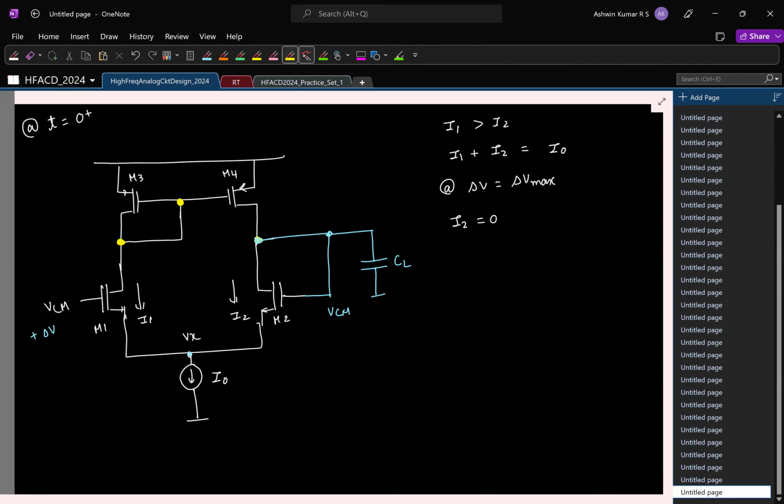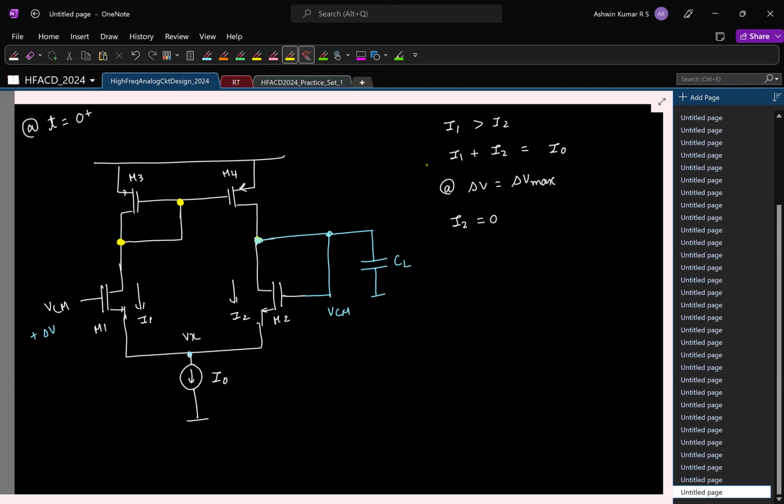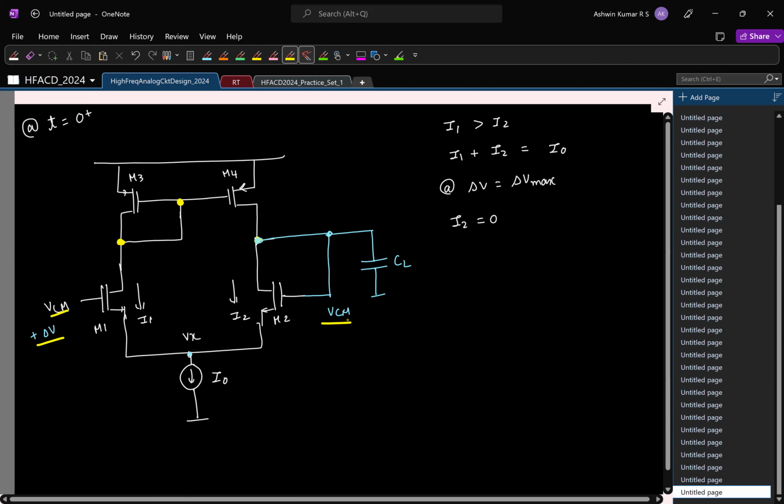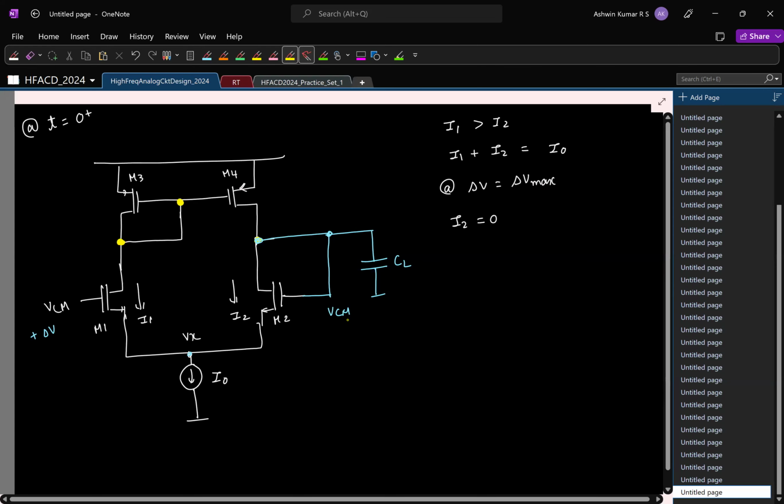I1 is increasing, that is okay. But the sum of the two currents is fixed. So if I1 increases, to keep the sum the same, I2 automatically has to drop. It's the total current. That's why I've written every voltage clearly. It is VCM plus delta V, it's VCM. That delta V causes an incremental current to appear in M1, and VCM does not contribute to any incremental current.